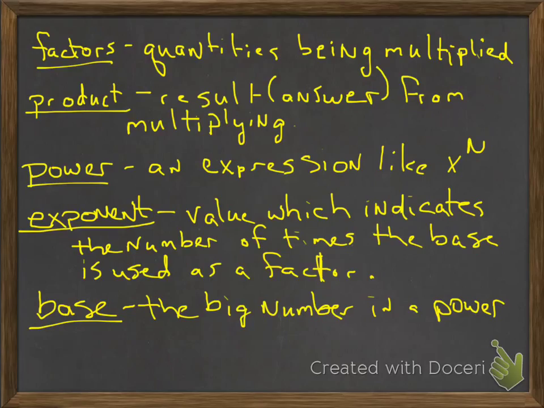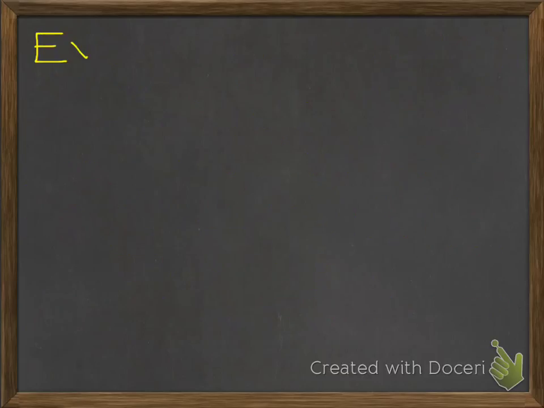Next vocabulary terms, we have factors. Those are the quantities being multiplied. So when you see that 2x, the 2 and the x are factors. They were being multiplied. The answer that you would have gotten from that is called the product. A power is an expression like x to the n, like raised to the n. Basically that whole thing, but we'll usually say x to the n power. The exponent is that little number, which indicates the number of times the base is used as a factor, and the base is the big number in a power. The one at the bottom, that's the one that you're repeating. That one's the factor.